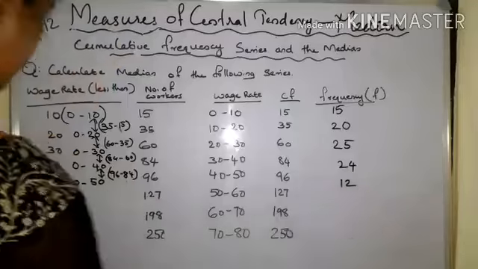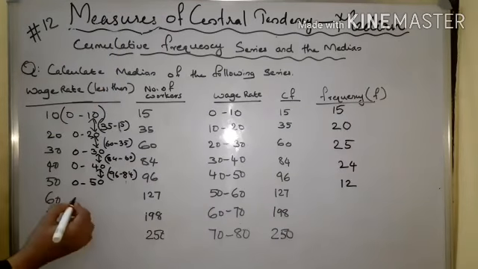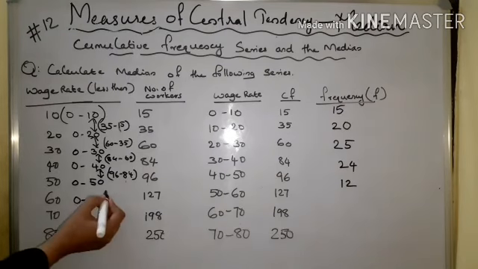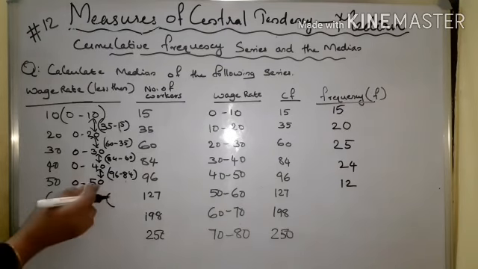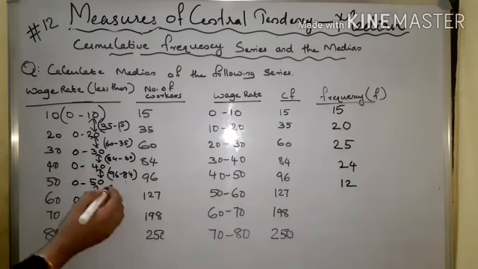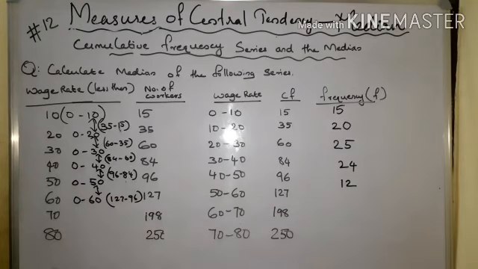Answer is 12. Next one is less than 60. Less than 60 means 0 to 60. Then 0 to 50 is 96. Then for 50 to 60, that class interval, the actual frequency we need is 127 minus 96. That is 31.